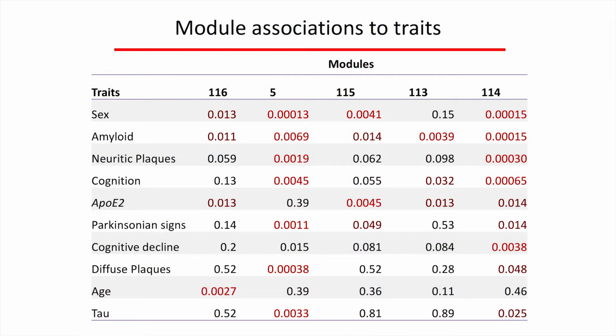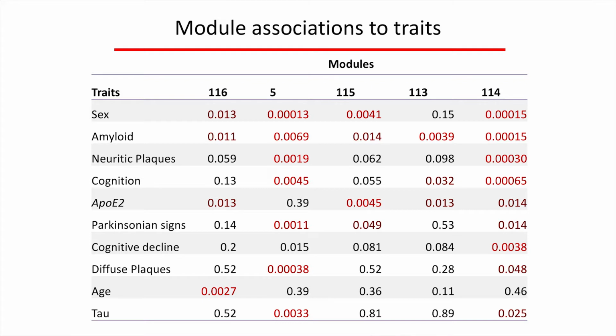So here again, we looked at the 5 different modules that we defined and their association to different traits. Now, what was quite striking is that module 116, which is the one most enriched for microglial genes, and that's also enriched for Alzheimer genes, is not particularly strongly associated with the different phenotypes such as neuritic plaques or diffuse plaques or cognitive decline. Rather, it's associated with age, again, and module 5 and module 114 are the ones that are more strongly associated with pathology. But again, with different forms of pathology, whether it's amyloid or tau in some cases.